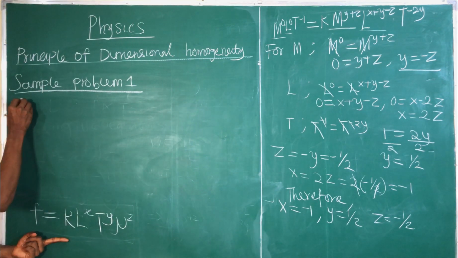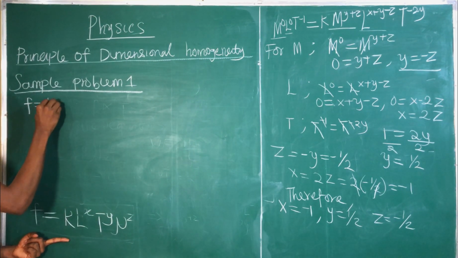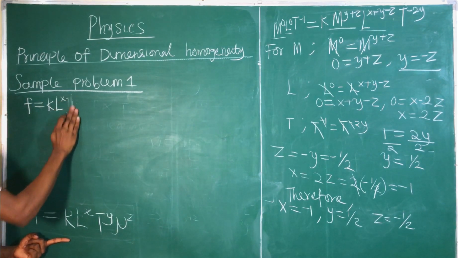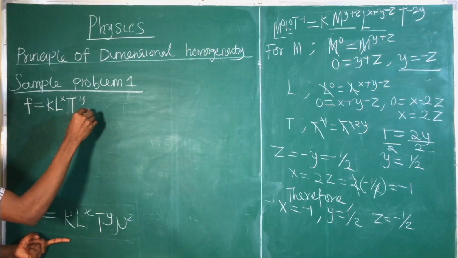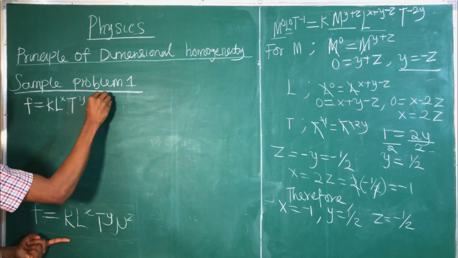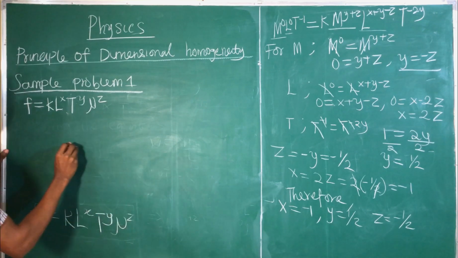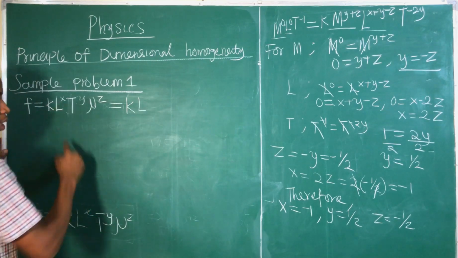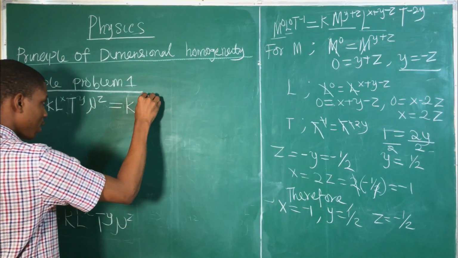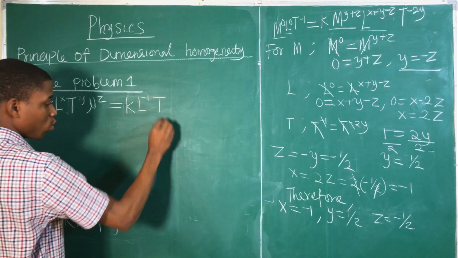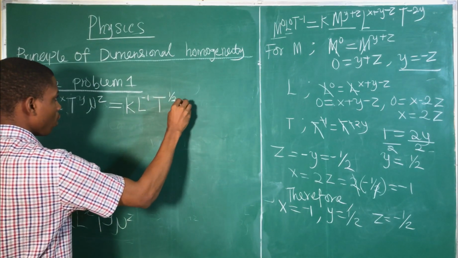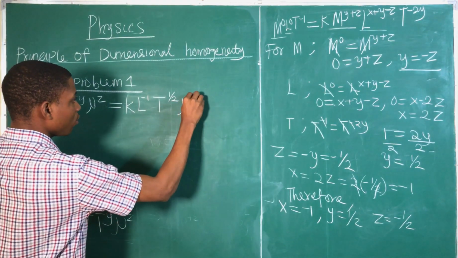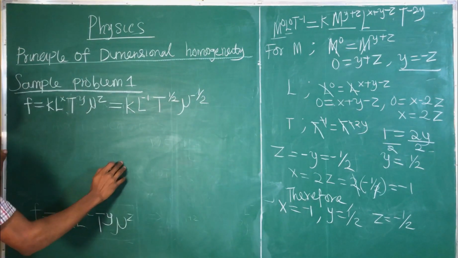Of course, we had that earlier, that the frequency is equal to K L^X, T^Y, and mu^Z. So therefore, substituting X, Y, and Z, we have that the frequency is K L to the power of X, which is negative 1, so we have negative 1 here. We have the tension T with Y as 1 over 2, and we have mu, which is M over L, with Z as negative 1 over 2.